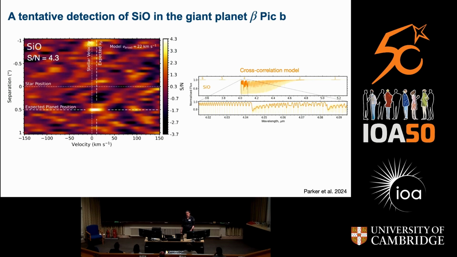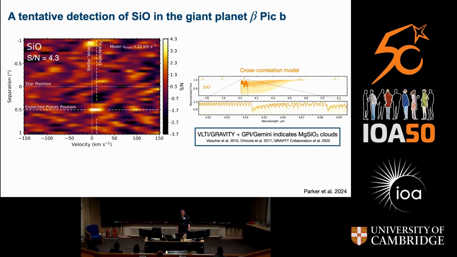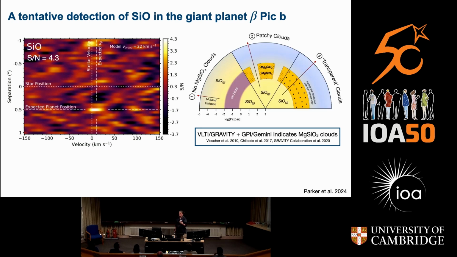We also saw some evidence of SiO. We still need to follow it up. It's tentative, but it's a bit strange because we think there should be MgSiO3 clouds on this planet, but the fact that we see SiO means somehow we're either seeing below the cloud deck or it's patchy and we're seeing bits coming through it. Maybe it's not there, or maybe the clouds are transparent at the wavelengths we're looking at.